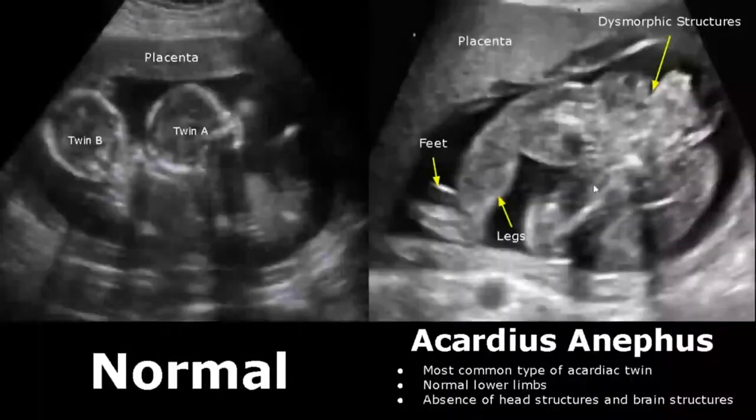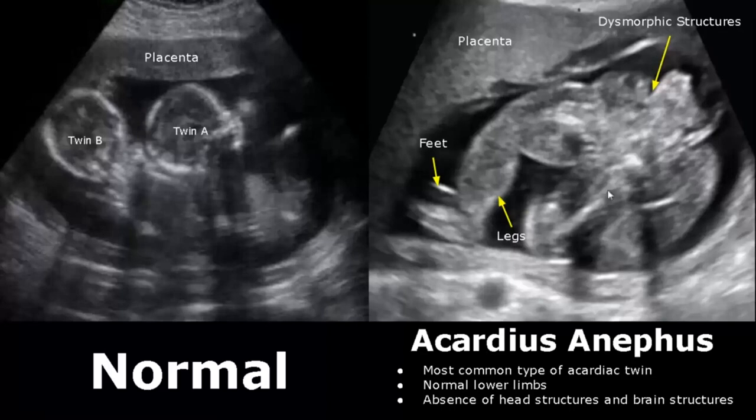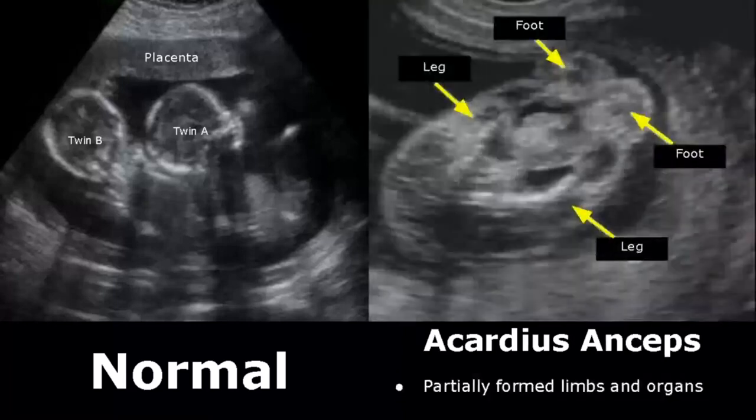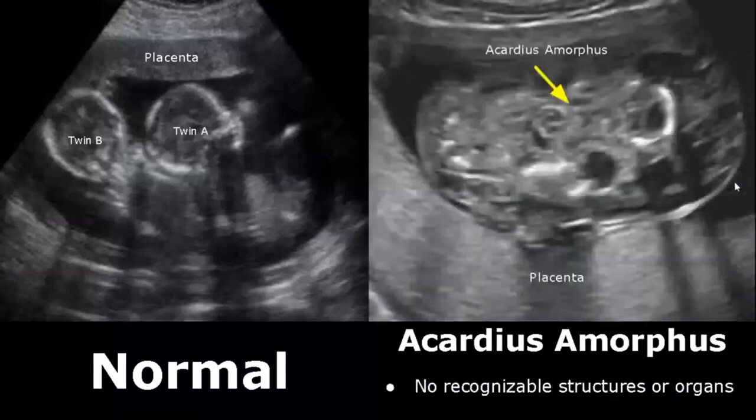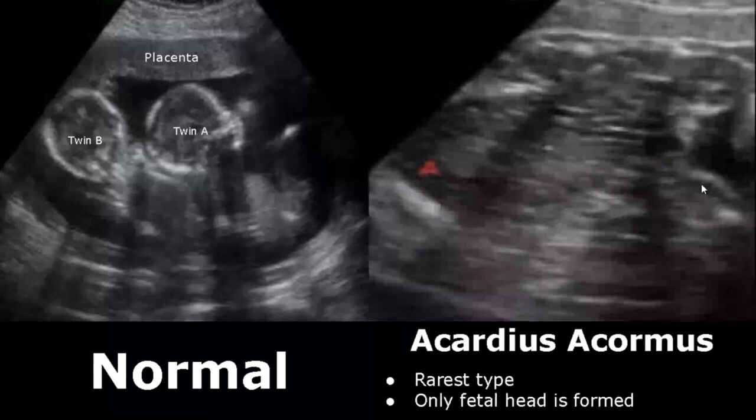Acardius anaphus is the most common type of acardiac twin. In this type, the legs will be formed normally, but there is absence of normal head and brain structures. In Acardius anceps, partially formed limbs and some organs can be seen. Acardius amorphous contains unrecognizable structures and organs. We cannot see any normal organs in this acardiac twin. Acardius acormus is the rarest type of acardiac twin. Only fetal head is formed.